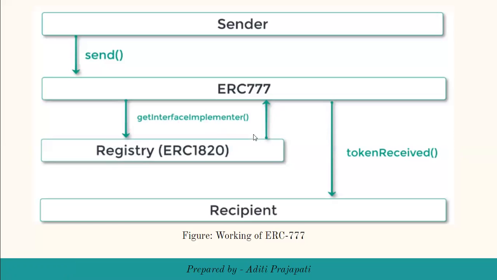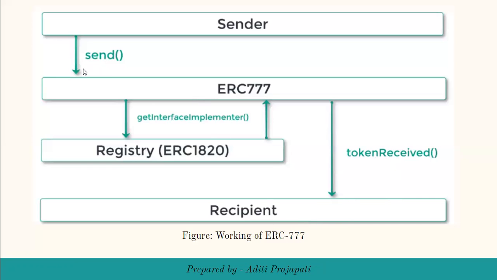See, get interface implementer will call the registry again, and from the registry a call is made to the ERC777. This call consists of the recipient's address. So once ERC777 receives the address, it uses the token received function to send the token to the recipient. So the recipient will accept the token from the sender through the token received function. This is just a simple working of ERC777.